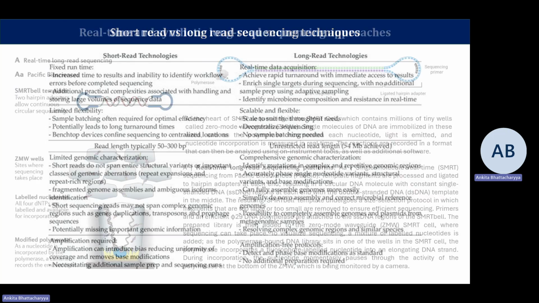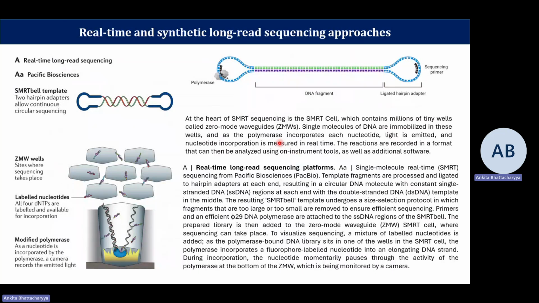Following which, we then moved on to real-time and synthetic long-read sequencing approaches, where the SMRTbell template was utilized. Under that you had two hairpin adapters present on either end of the template sequence of our interest, which generated a continuous region that could be sequenced in a loop. It gives you a specialized type of sequence that can be simultaneously sequenced at both ends in a continuous manner.